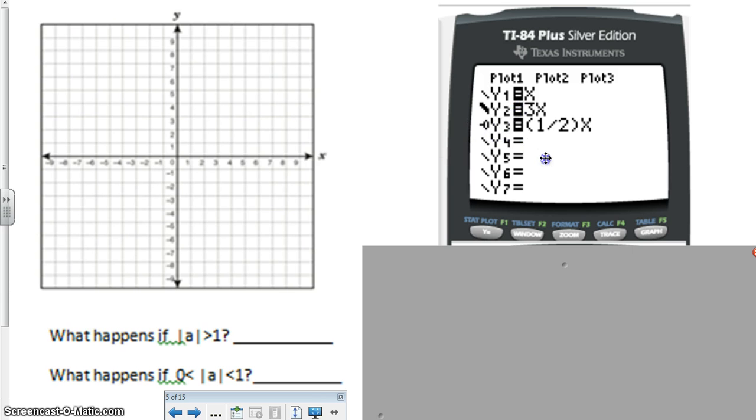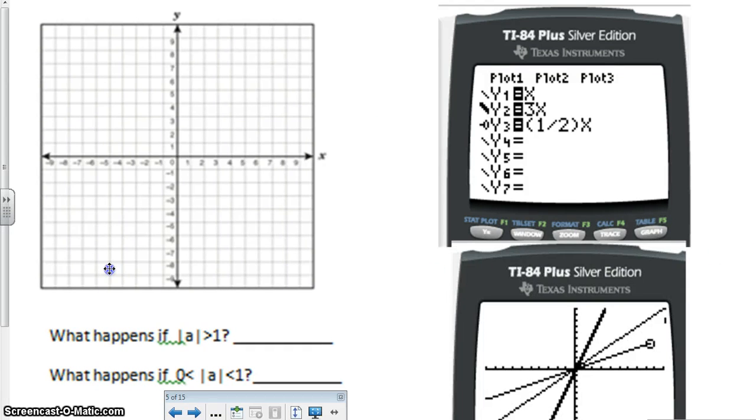But what I want you to do is put the functions in: x, 3x, and then parentheses 1 divided by 2, which is 1/2, parentheses, and then x. Go ahead and stop the video until everyone gets it in there. All right, welcome back. Let's go ahead and hit zoom 6. And when you hit zoom 6, this is what you should get.